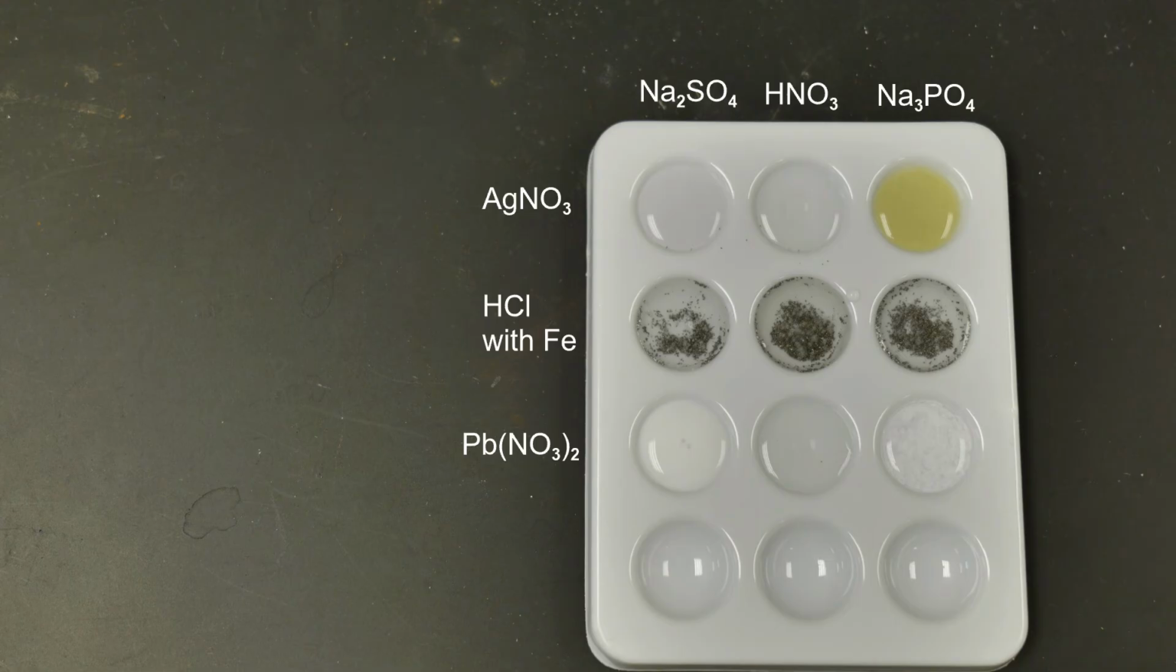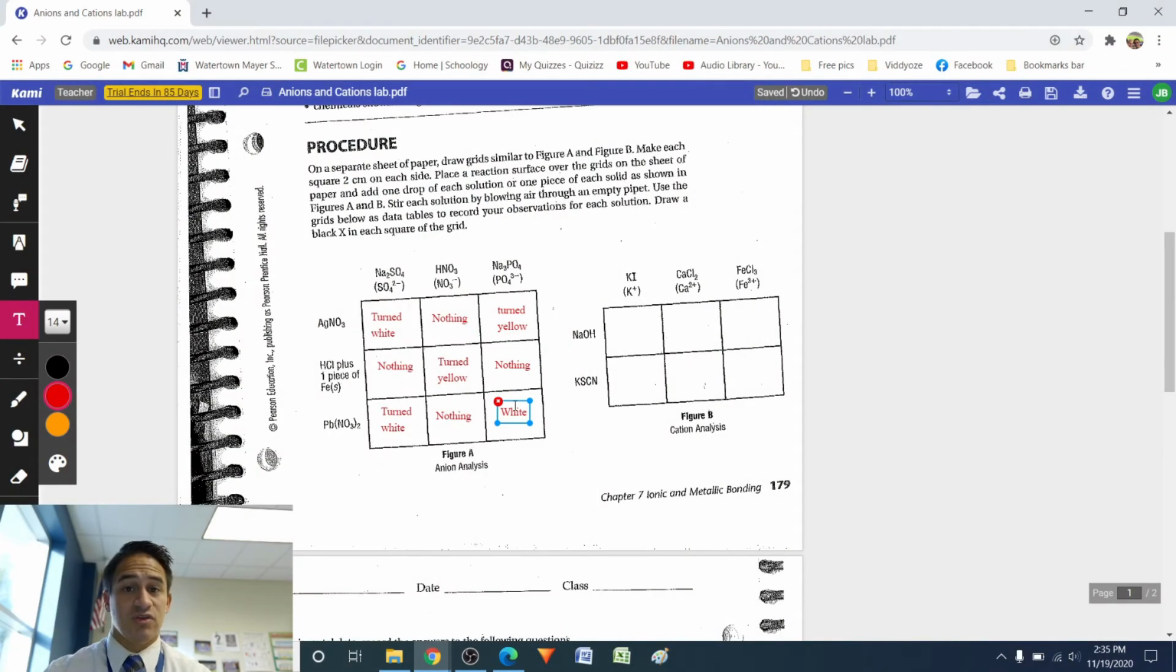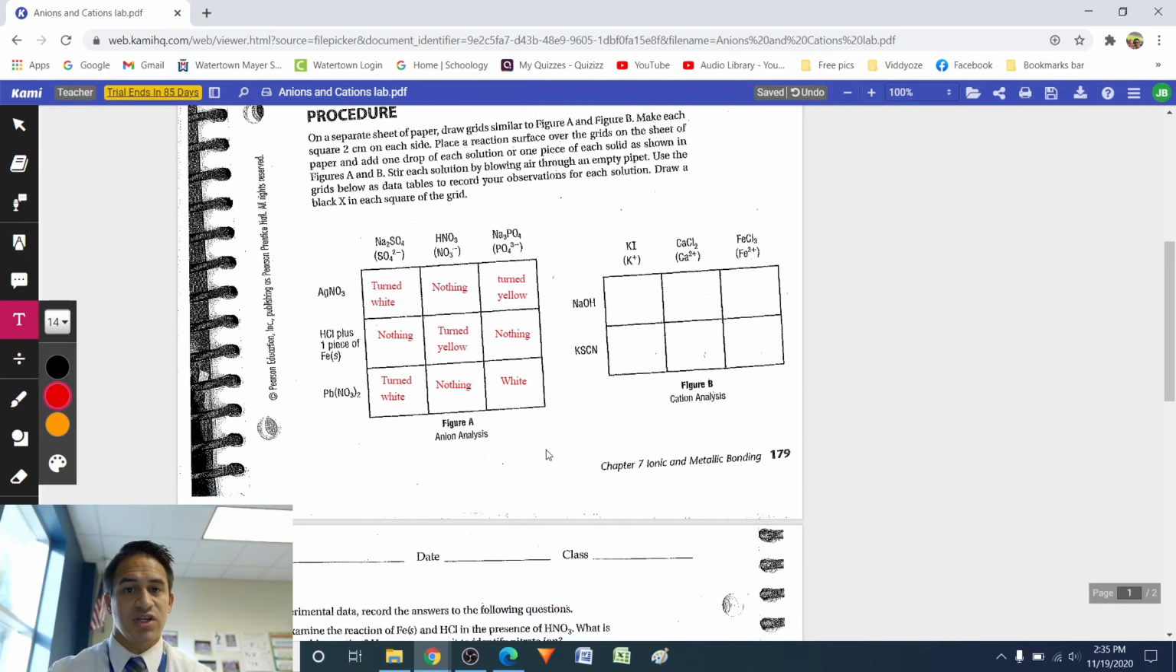And then the last one, I believe, turned white as well. So the lead 2 nitrate is pretty good at identifying the sulfate ion and the phosphate ion. But again, you need to review your data as well. Okay, so this is going based on what we saw in the video. But if you did this in person, you'd be reviewing your data, and you would then answer those questions based on what you saw, and basically just put down which ones were good.